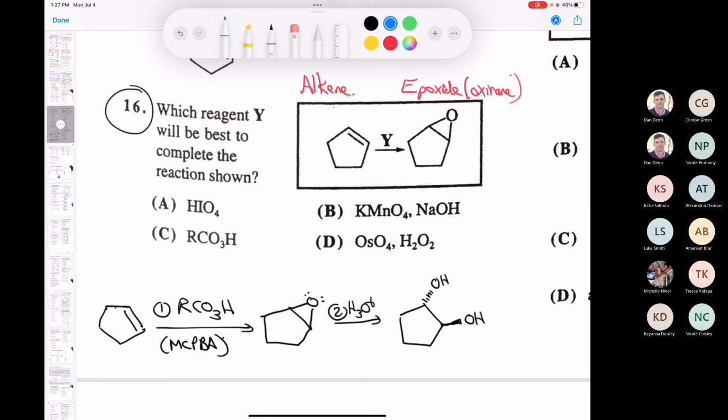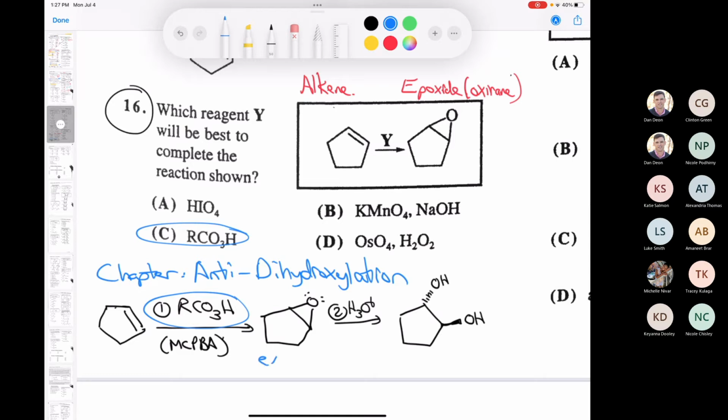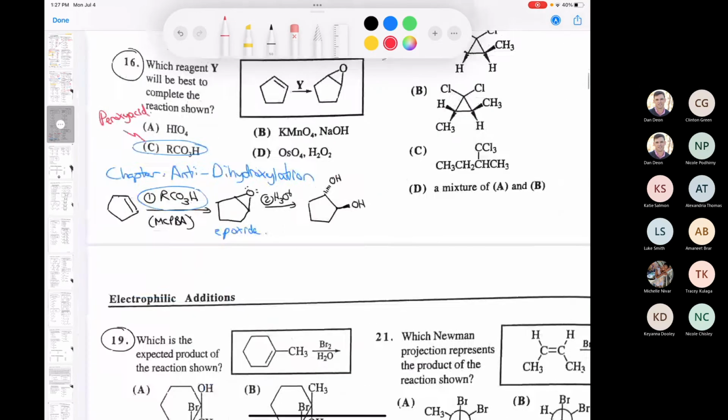So again, this is from chapter 8, anti-dihydroxylation. The way that is done is in the first step by treating it with RCO3H, which makes the epoxide, and then that's opened with aqueous acid in the second step. So that's what a peroxy acid is for. So RCO3H is a peroxy carboxylic acid, or a peroxy acid. All right, let's do one more before we end our lecture today.